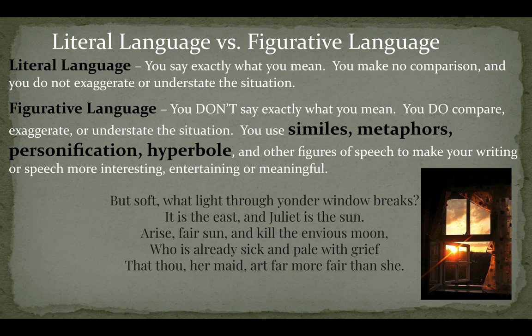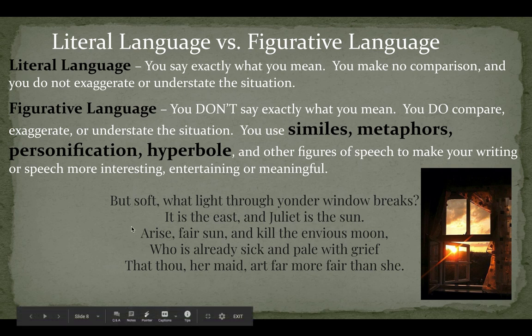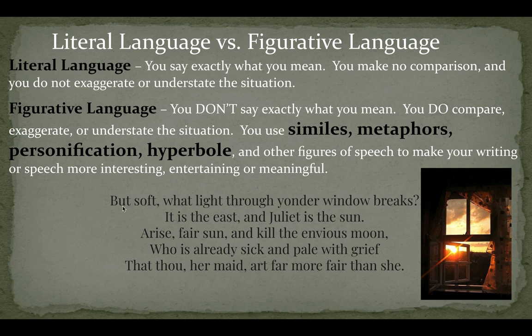And we can also see a lot of iambic pentameter. If we look at this first line, we can see, but soft what light through yonder window breaks. Ooh, that sounds like iambic pentameter. Let's exaggerate it a little bit. But soft what light through yonder window breaks. 1, 2, 3, 4, 5, 6, 7, 8, 9, 10. Ooh, we have a line of iambic pentameter here, and we're going to talk about that in the next slide.